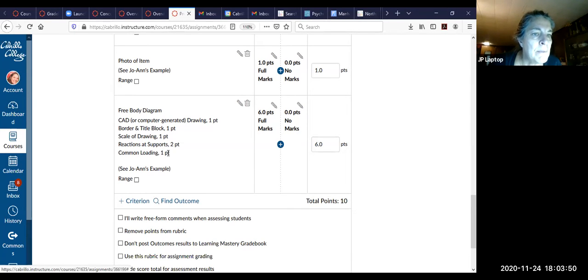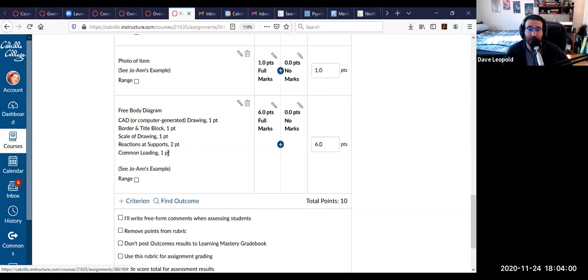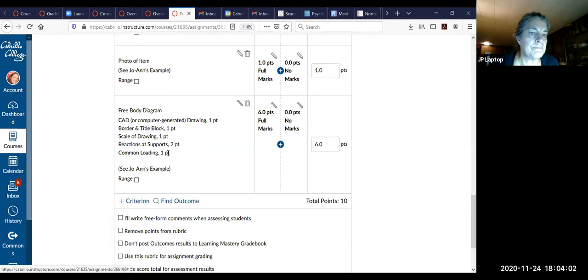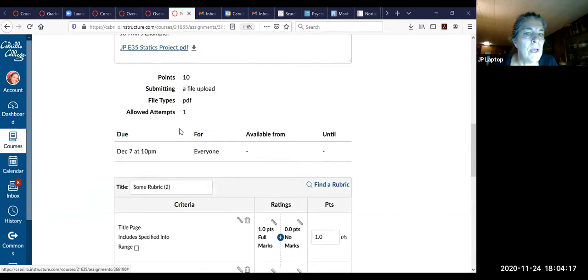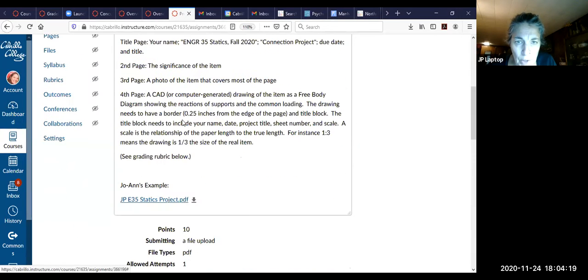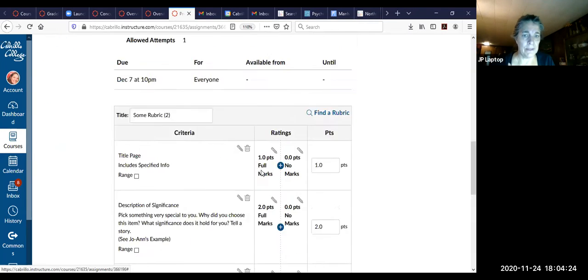So a picture frame, how is a picture frame loaded, besides the stand, Dave? There's weight and there's normal if it's sitting on a counter. Yeah, that's it. And you could ignore the weight. You could just put the normal. So you see that putting a border on and the title block is worth 1 full point. So make sure you put all the things I want in the title block. You want to get that 1 full point.